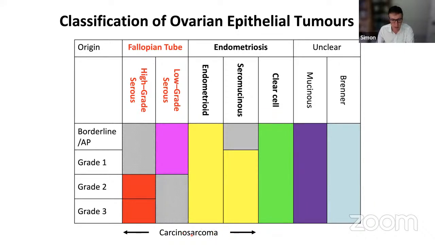Very difficult to know where to put carcinosarcoma, but as you'll see later on, the majority of carcinosarcomas have a high-grade serous carcinoma background, but a significant proportion endometrioid carcinomas. And in fact, in our series, we have one tumour that was originally reported as a mucinous carcinosarcoma, but on review is actually a high-grade endometrioid carcinoma with mucinous differentiation. So I think it kind of sits down here.